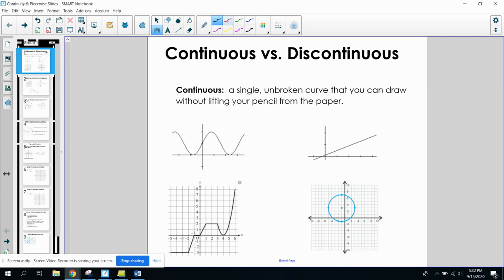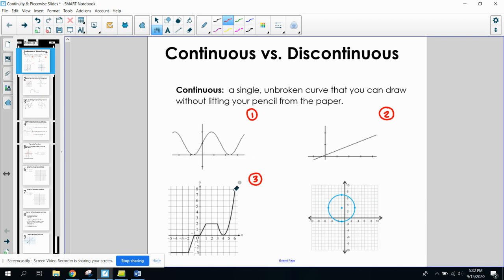So here we have four different graphs. Let's look at graph number 1 first. If I were to draw this graph and follow it with my pencil, I do not need to pick my pencil off the paper in order to complete this drawing. It's one fluid motion. When I look at graph 2, here I have a linear, a straight line. If I draw the line and follow it with my pencil, I do not need to pick my pencil off the paper.